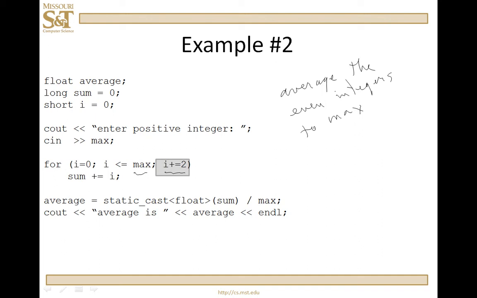max is. And the rest of the code is pretty much the same. Now let me address the issue of the name of this variable. All right, why did I use i?